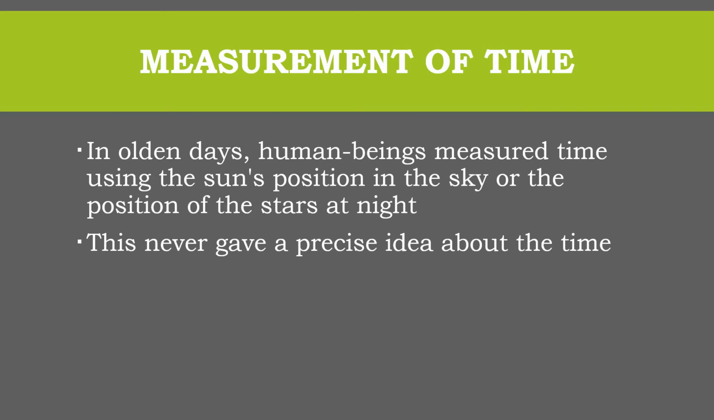Measurement of time. Children, in the olden days, human beings used to measure time using the sun's position in the sky or the position of the stars at night. But whatever time they were getting was not correct. Or in other words, we say this never gave a precise idea about the time.